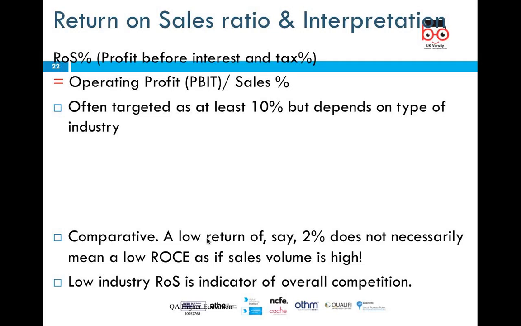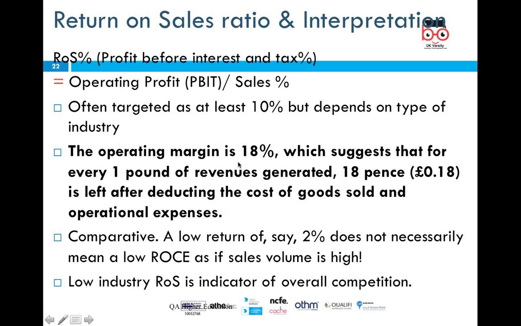So this is the interpretation of the sales ratio, which is calculated by the operating profit divided by sales. It should be stable, say a 10% net profit margin, but it depends on the type of industry. For example, if it is a low return, 2% net profit or operating profit percentage, it doesn't necessarily mean a low return on capital employed if the sales volume is high. So it depends, and it's very relative how you explain the return on sales or the operating profit percentage in terms of size, business, operation, and other indicators.